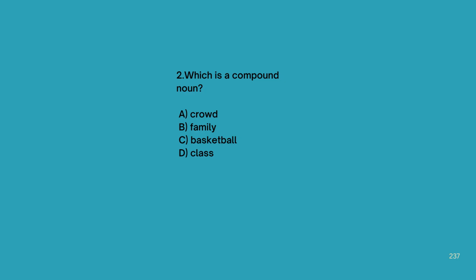2. Which is a compound noun? A. Crowd. B. Family. C. Basketball. D. Class. The answer is C. Basketball. 3. A group of cows is called A. Pack. B. School. C. Herd. D. Bunch. The answer is C.